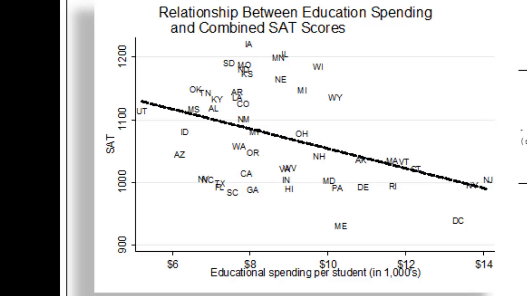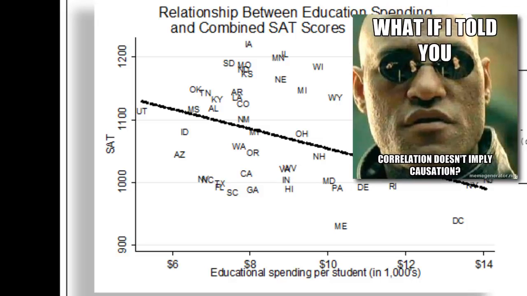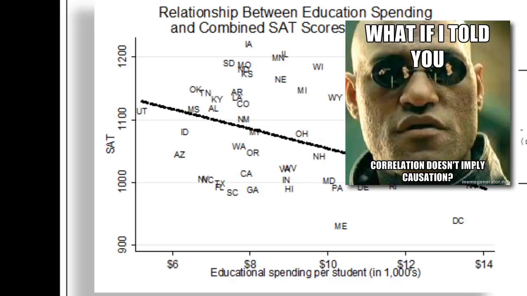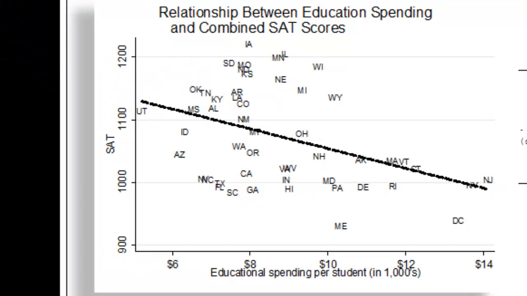This doesn't mean that there's a causal relationship. If this implied a causal relationship, we would interpret this as saying every time we spend more money on educating students, their SAT scores go down. And that's not true. What's actually going on here is that in states that have low SAT scores, they allocate greater amounts of money to educate their students to try to raise the SAT scores.